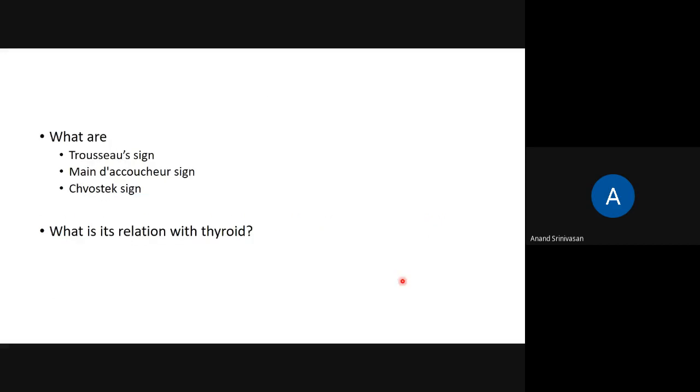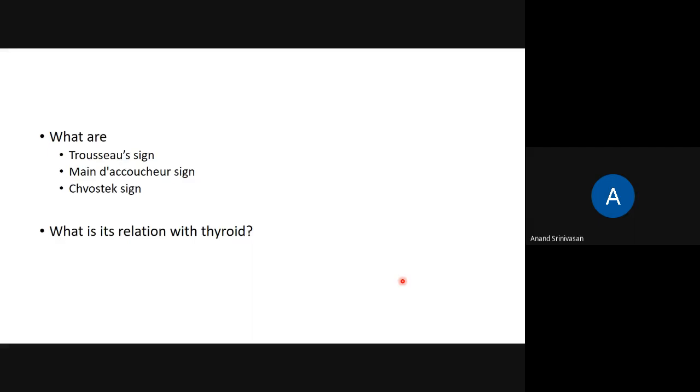Now, the Trousseau sign, Chvostek sign. What are these signs? All three are signs of hypocalcemia, which is the result of low parathyroid hormone. Low levels of parathyroid hormone lead on to these signs.